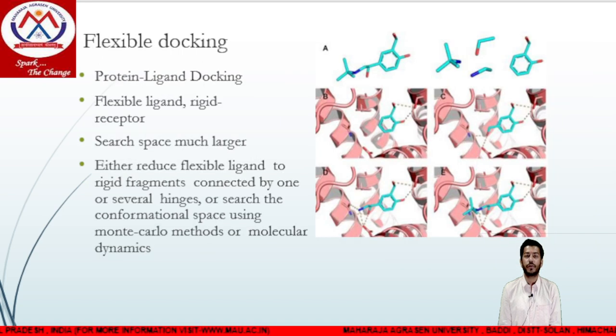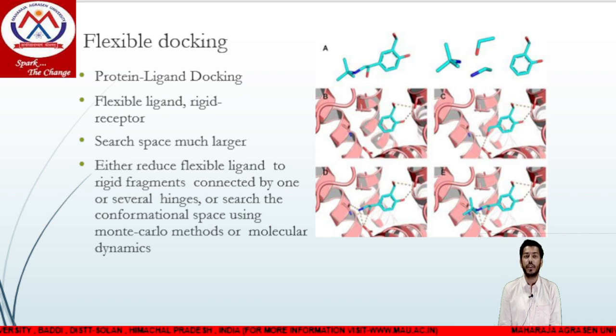Now coming to flexible docking, as the name suggests, it comes under protein-ligand docking, with flexible ligands and rigid receptors. In these, the receptors come from the protein, as the diagram shows. In flexible docking, both the protein and ligands are flexible in nature.